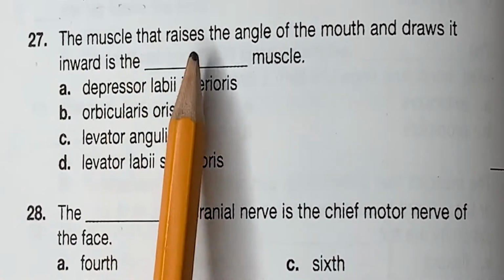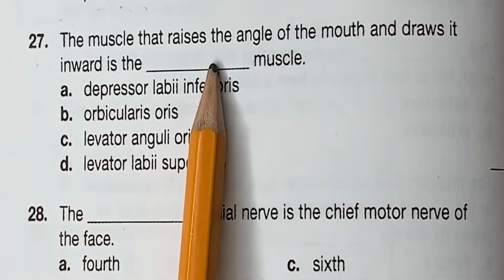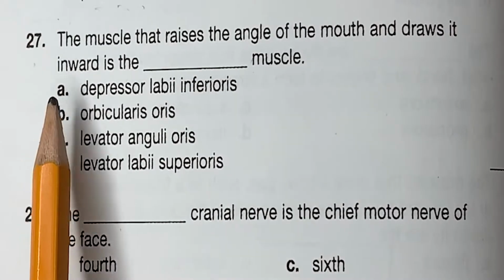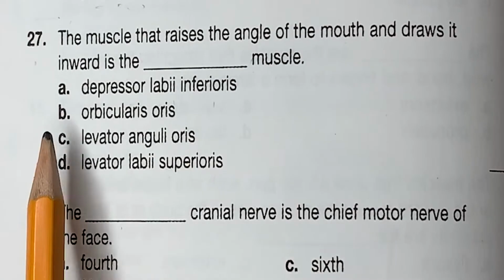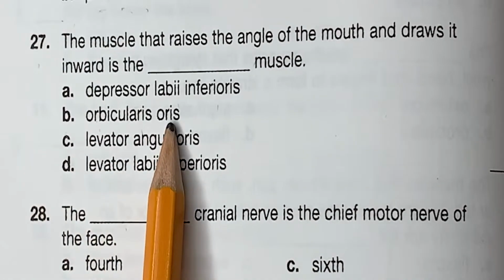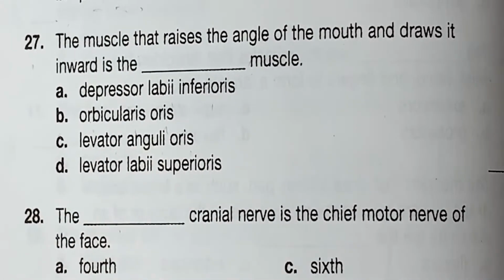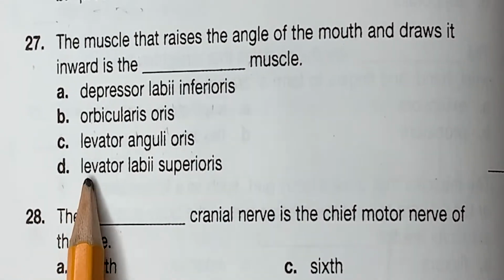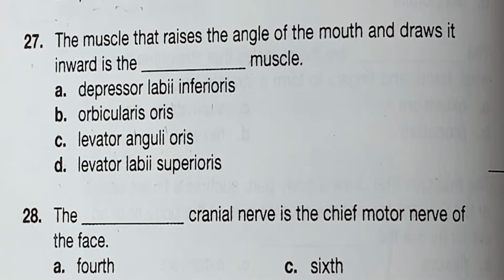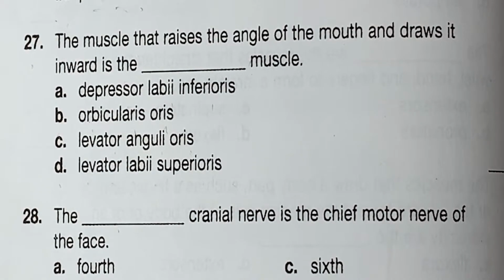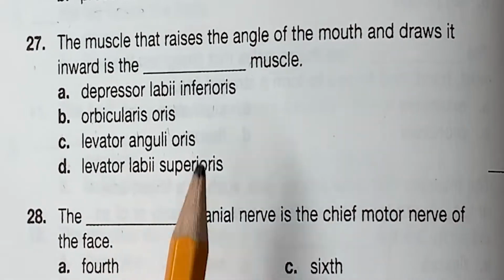27. The muscle that raises the angle of the mouth and draws it inward is the blank muscle. Is it A, the depressor labii inferioris, B, orbicularis oris, C, levator anguli oris, or D, levator labii superioris? And your correct answer is C, levator anguli oris.